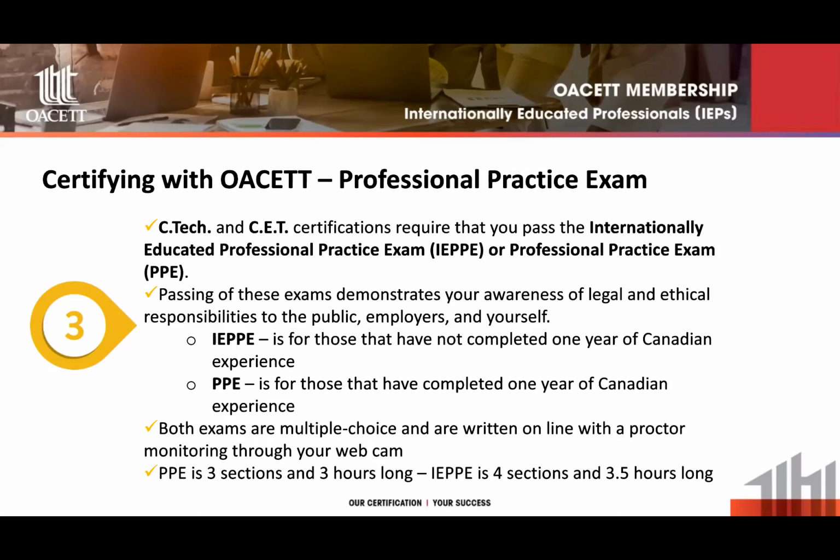The one extra section on the IEPPE is the enhanced practice section. It gives a really good example of what it's like to work in a Canadian workplace, because that can differ very much from the workplaces that you're familiar with. It has some extra questions on culture in the Canadian workplace, and a little extra on health and safety. Overall, it's a very good section for anybody regardless, but it is an option for those who have not had a chance to complete 1 year of Canadian experience.